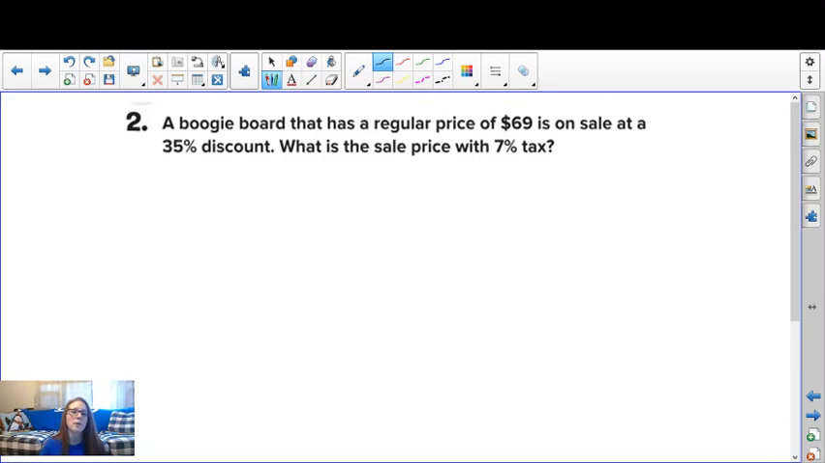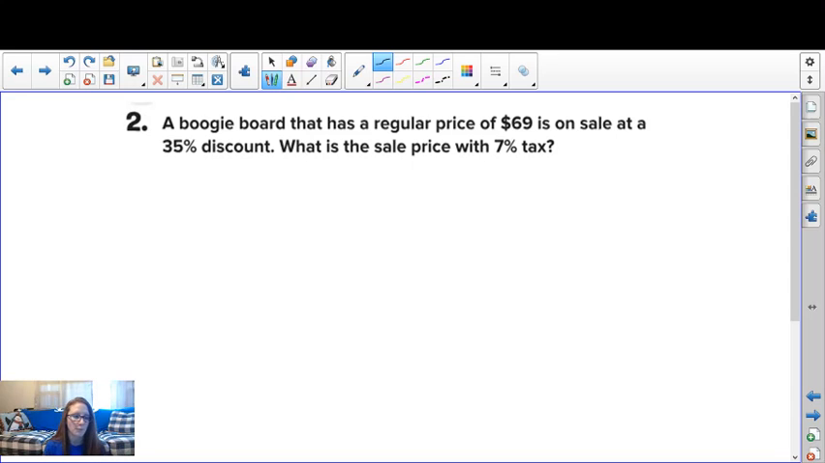Okay, number 2, a boogie board that is regularly priced at $69 is on sale at 35% discount. What is the sales price with a 7% tax? So we have to take the percentage off first, because that's how it works. If I pay for my can and I only have to pay a certain percentage of it, it takes that percent off and then puts the sales tax on. So you're going to end up having to do 2 multiplications. You can't just add and then subtract, it doesn't work.